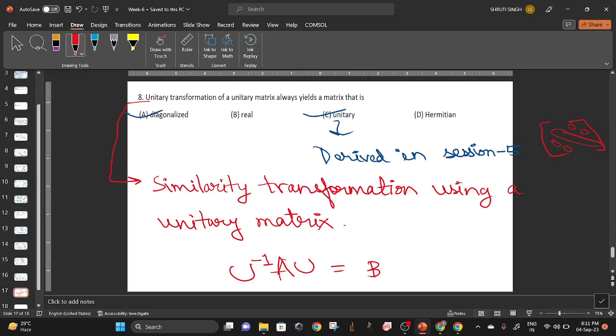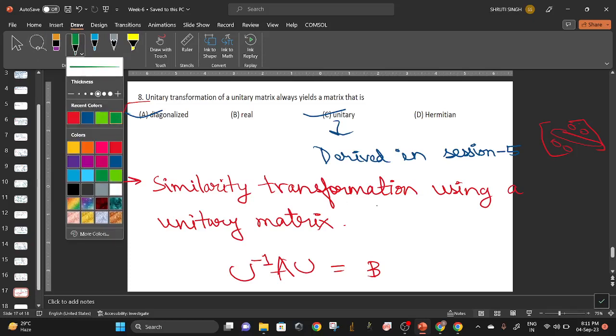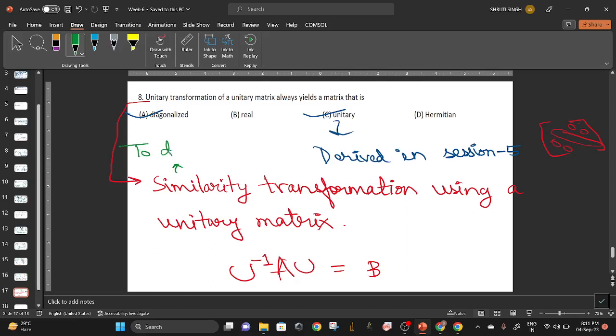A similarity transformation diagonalizes a matrix. So do you agree with me that a unitary transformation will also diagonalize the matrix? What is a unitary transformation? It is a similarity transformation. So a similarity transformation was diagonalizing the matrix, so this unitary transformation will also diagonalize the matrix.